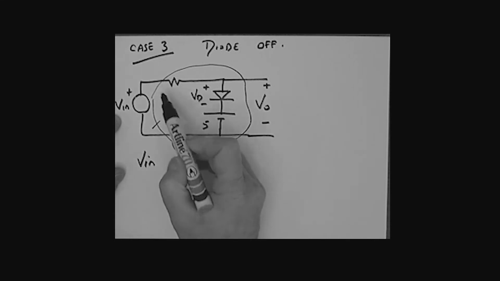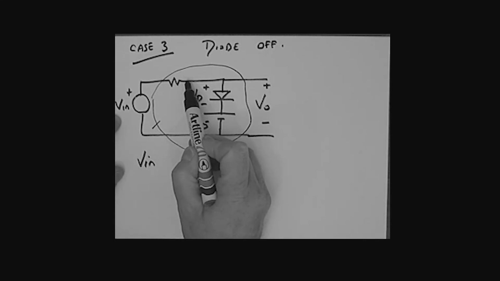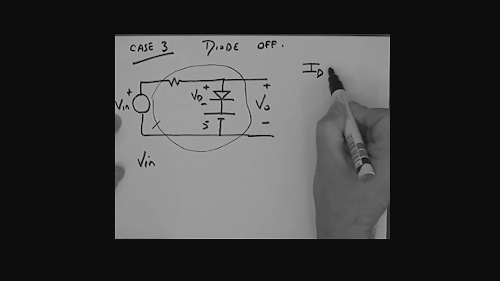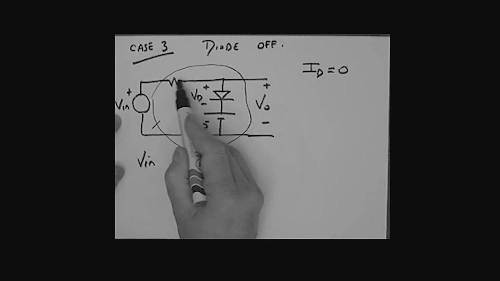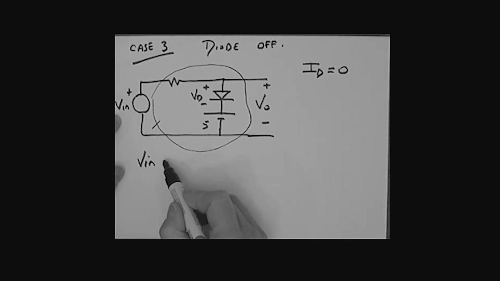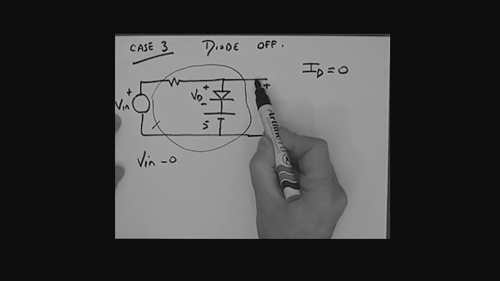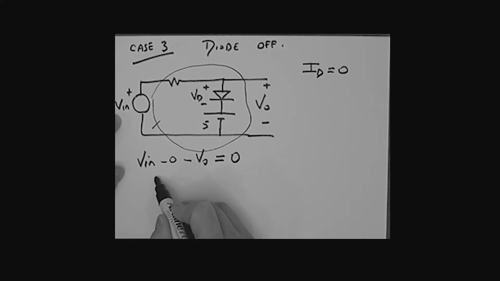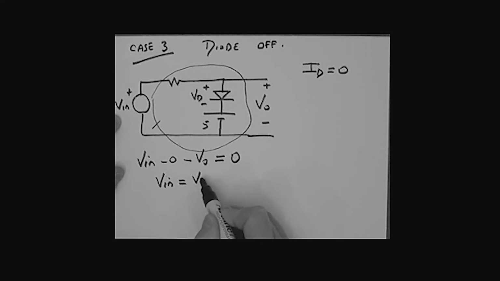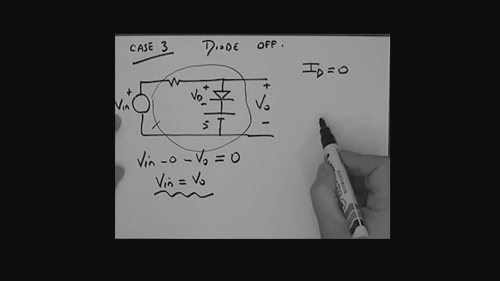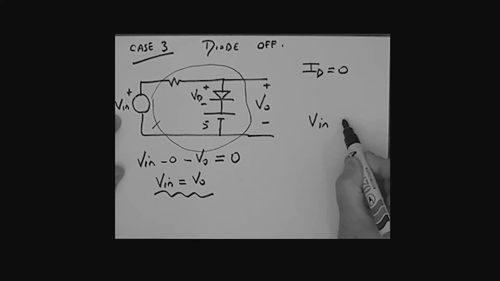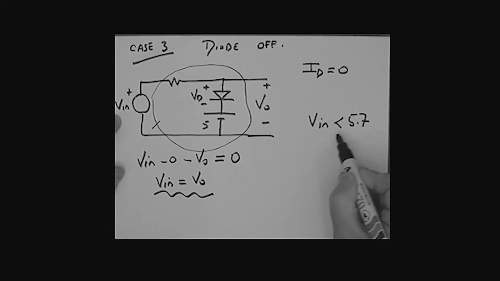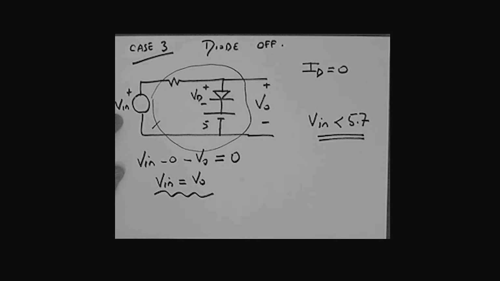I've got V in, okay? The voltage across that resistor, what is it? Well, if the diode is off, the current ID must be equal to 0, okay? So there's no drop across the resistor, so we'll say minus 0 volts because there's no drop across it. And then we come from here to here. What is that? That's a minus VO, all equals 0. And so therefore, take the VO to the other side. We have V in is basically equal to VO, or VO is equal to the input voltage for that case. What is that case? That is the case basically where V in is less than 5.7 volts. The diode is in an off condition.